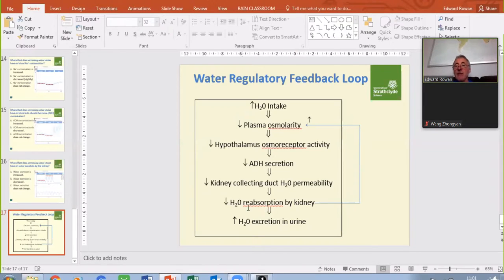The decrease in water being reabsorbed results in an increase in the plasma osmolarity, because you're losing water, and that corrects for the change. That's a negative feedback loop in place to oppose the changes due to the changes in water.